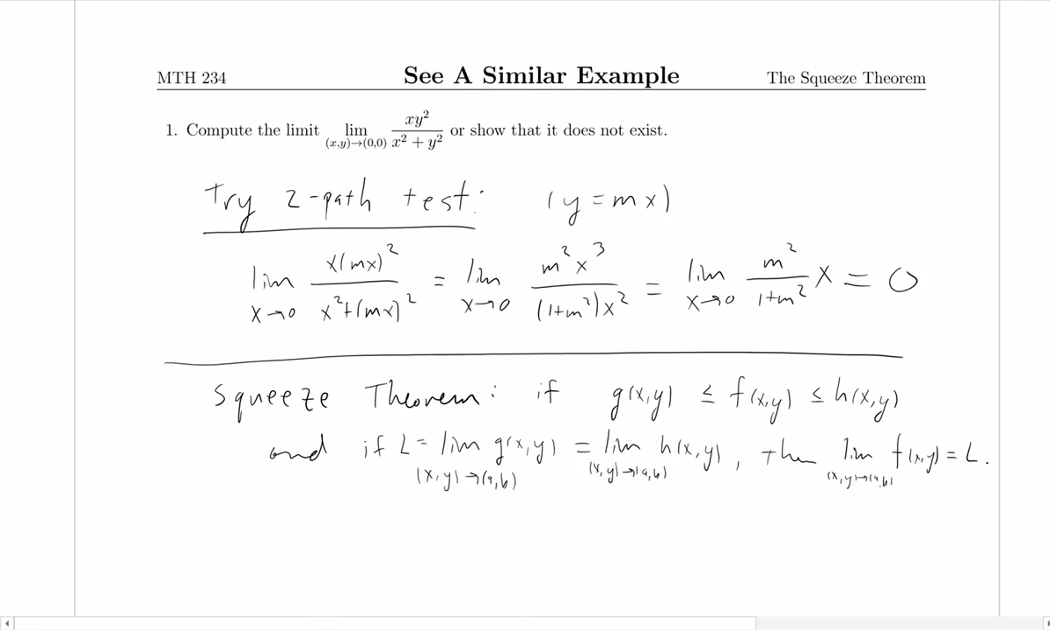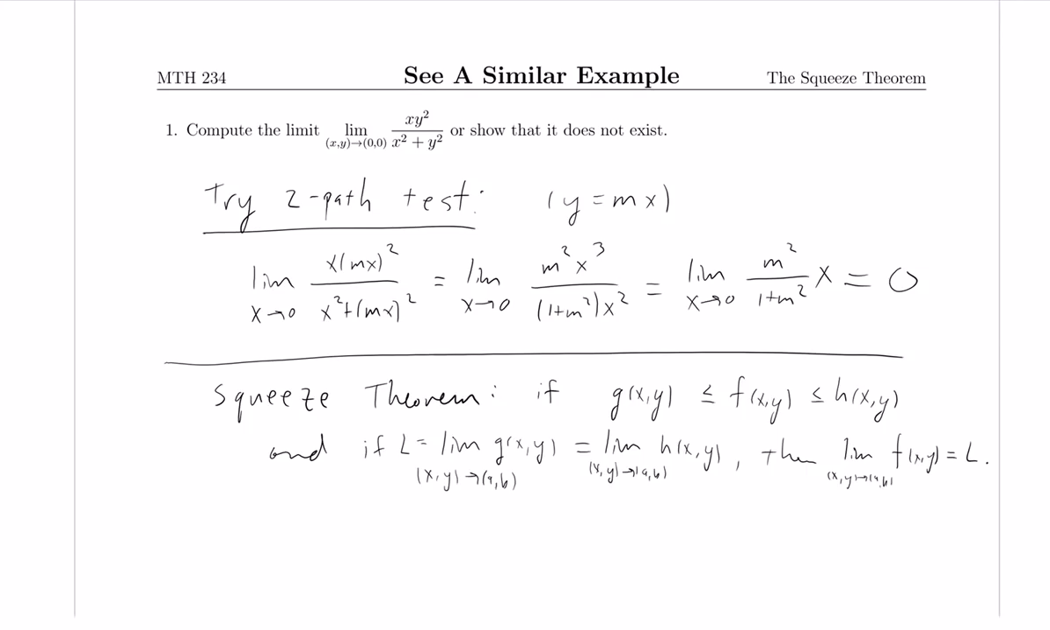So again, the squeeze theorem says this. If the function f is squeezed between two functions, one bigger and one smaller, and those two outer functions, the bigger and the smaller one, g and h, have the same limit at some point, then f is forced to have that same limit as well. So we want to use this to say that our particular f, which is this xy squared over x squared plus y squared, goes to 0 as xy goes to 0, 0.